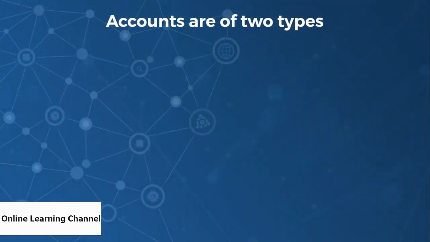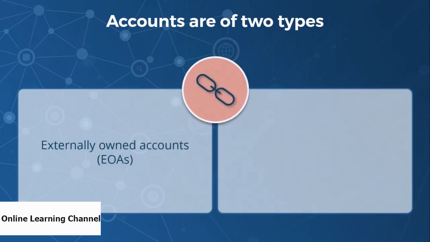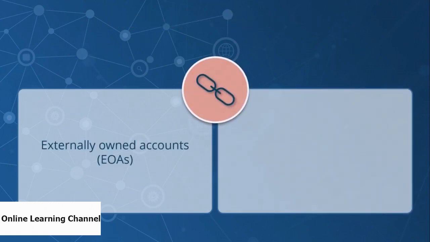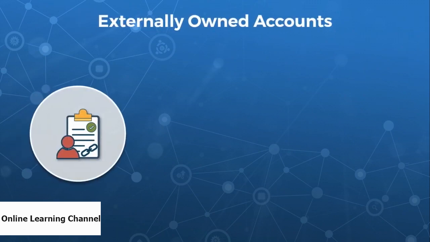And accounts in Ethereum can be of two different types. One of these are externally owned accounts, and these are the ones which are associated with individuals and nodes. The other type of accounts in Ethereum are contract accounts, and these accounts belong to smart contracts. So what exactly are the properties of each of these types of accounts?